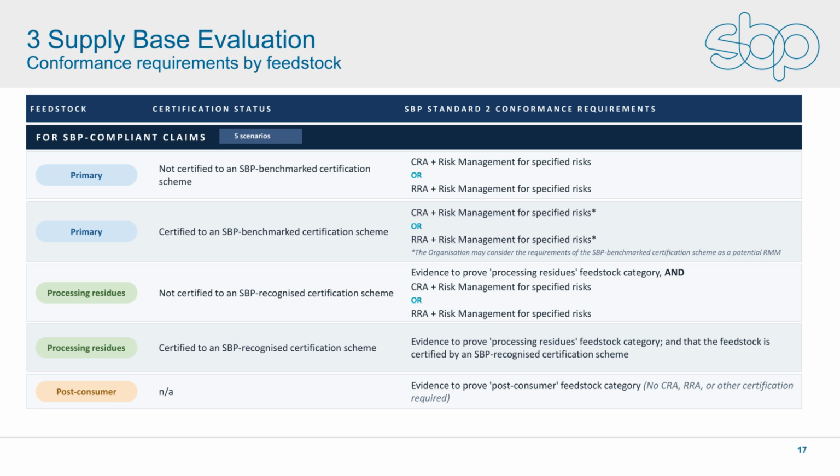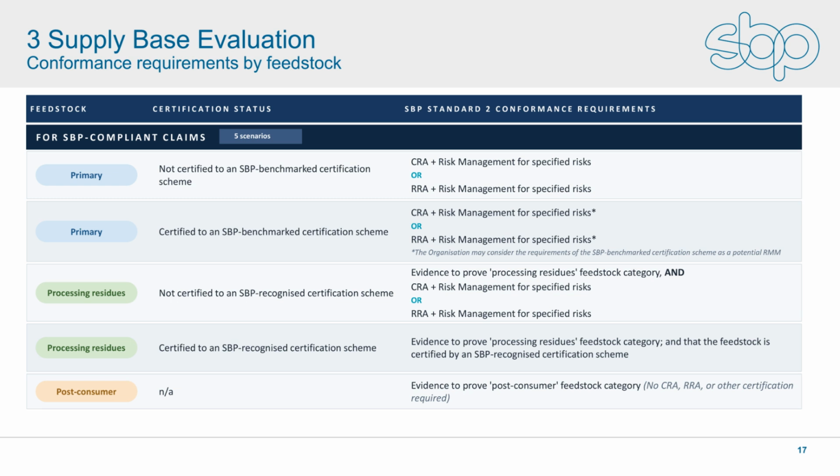This is one of the most important slides in the whole module. This table defines exactly what the organization has to do to demonstrate conformance with Standard 2 for SBP compliant claims, and the answer depends on two things read together: the feedstock category and the certification status of the feedstock being received. With that in mind, let's walk through the table row by row.